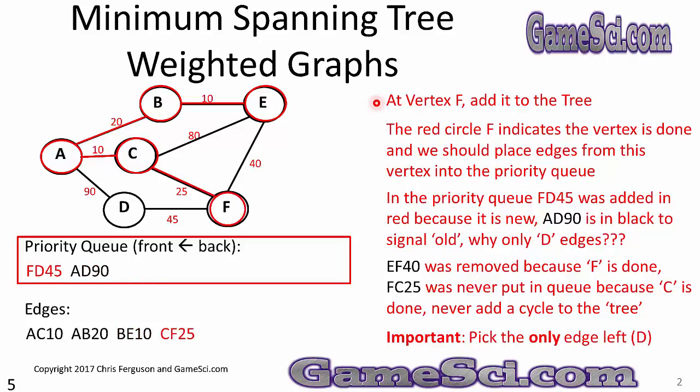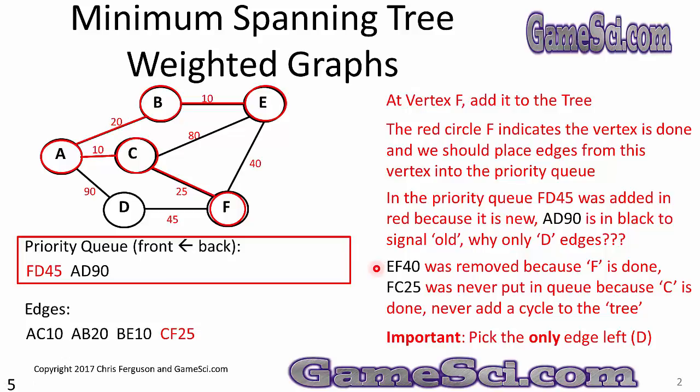At vertex F, add it to the tree. The red circle F indicates this vertex is done, and we should place edges from this vertex into the priority queue. In the priority queue, FD45 was added in red because it is a new edge added to the queue. AD90 is in black to signal it is old or existing in the queue. Why are there only D edges in the priority queue? Because D is the only vertex we haven't visited yet. We remove edges back to existing vertices in the tree.